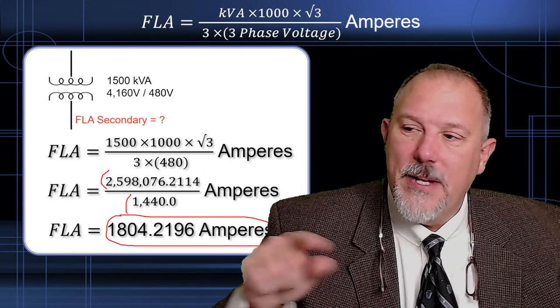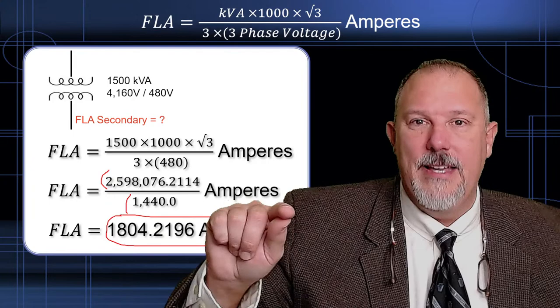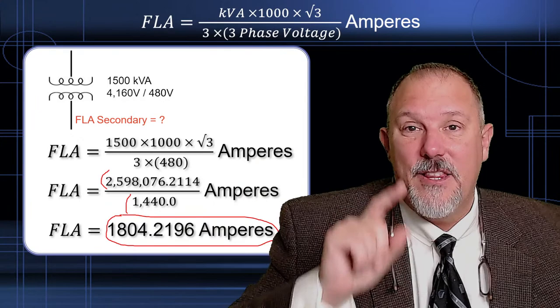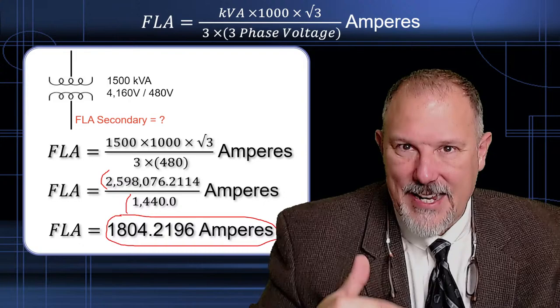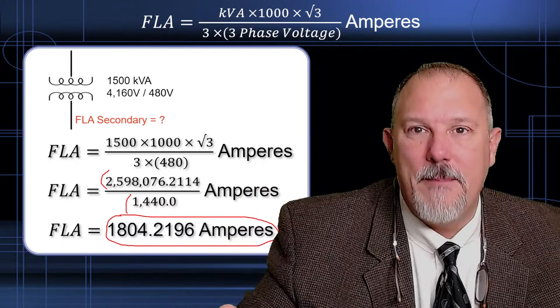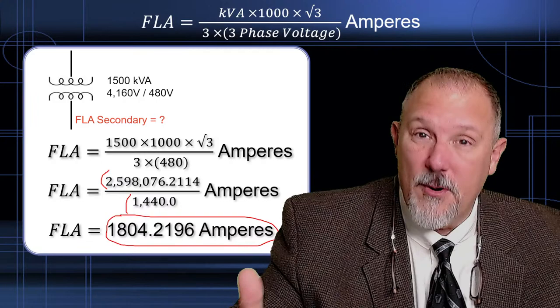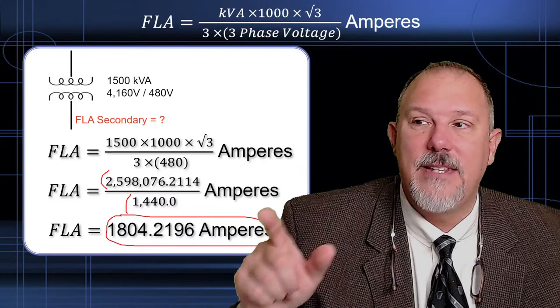The only reason I left the 2196 is because I'm going to show you an easy way to get the primary full load amps without going through all of that math. Remember, to get the primary voltage, remember N1 over N2, the concept. If I take the secondary full load amps times the secondary voltage divided by the primary voltage, that'll tell me what my primary full load amps is. I'm going to calculate the primary full load amps for you the long way, and then we're going to apply that simple turns ratio rule.